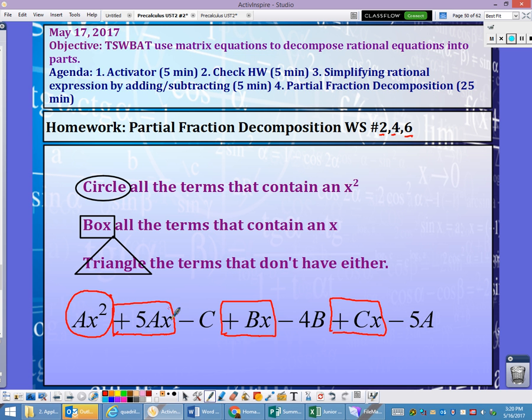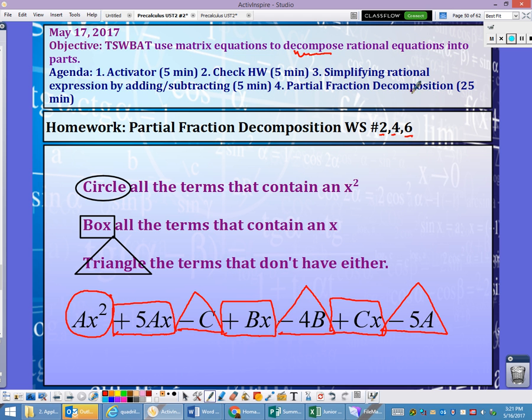And then finally we're going to put a triangle around those other terms that do not. So basically that's all the ones that are left. These are our terms that have neither an x squared nor an x in them, so we would just call them a constant term. That's going to help us today when we are decomposing rational equations into parts.